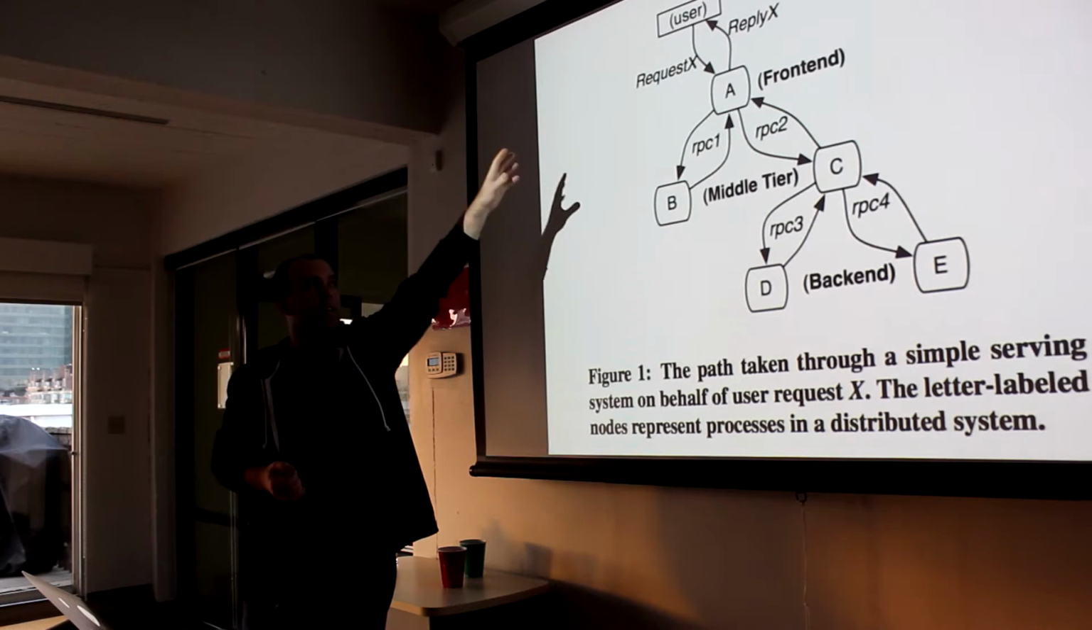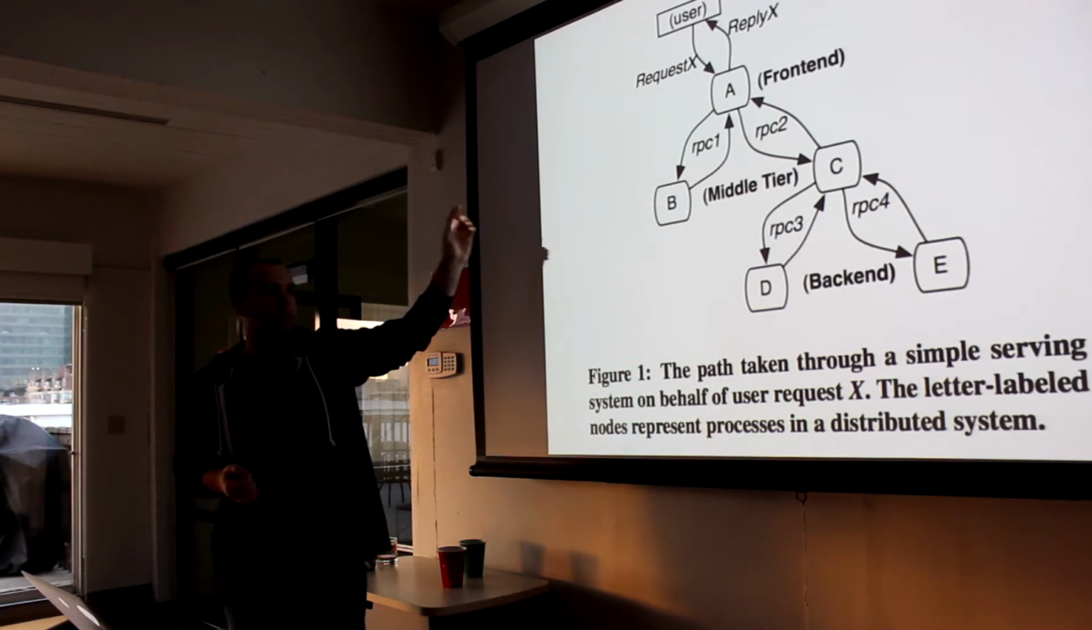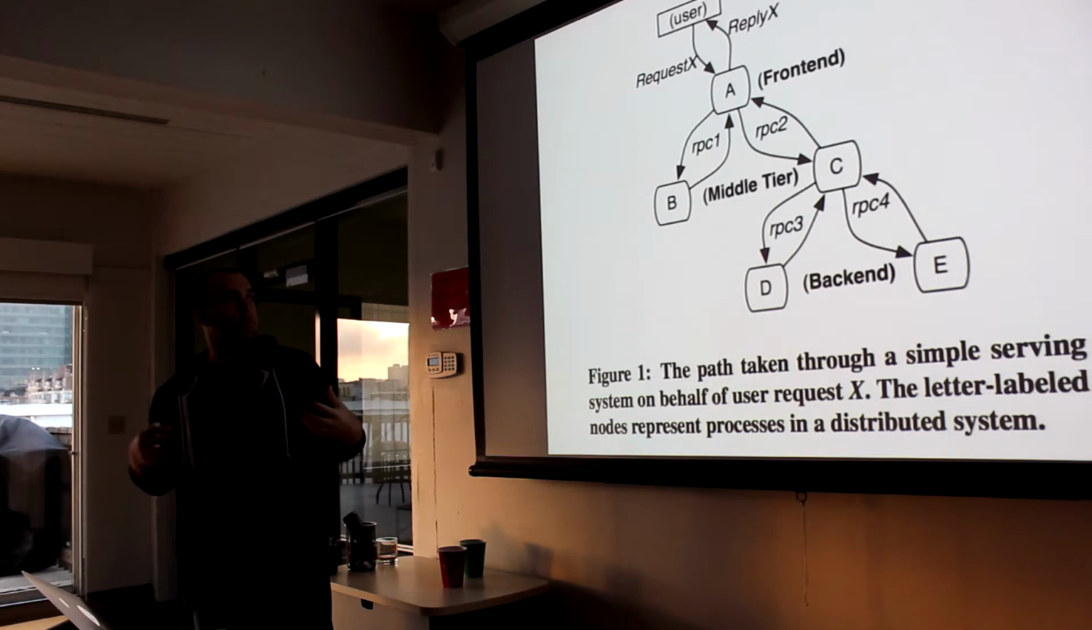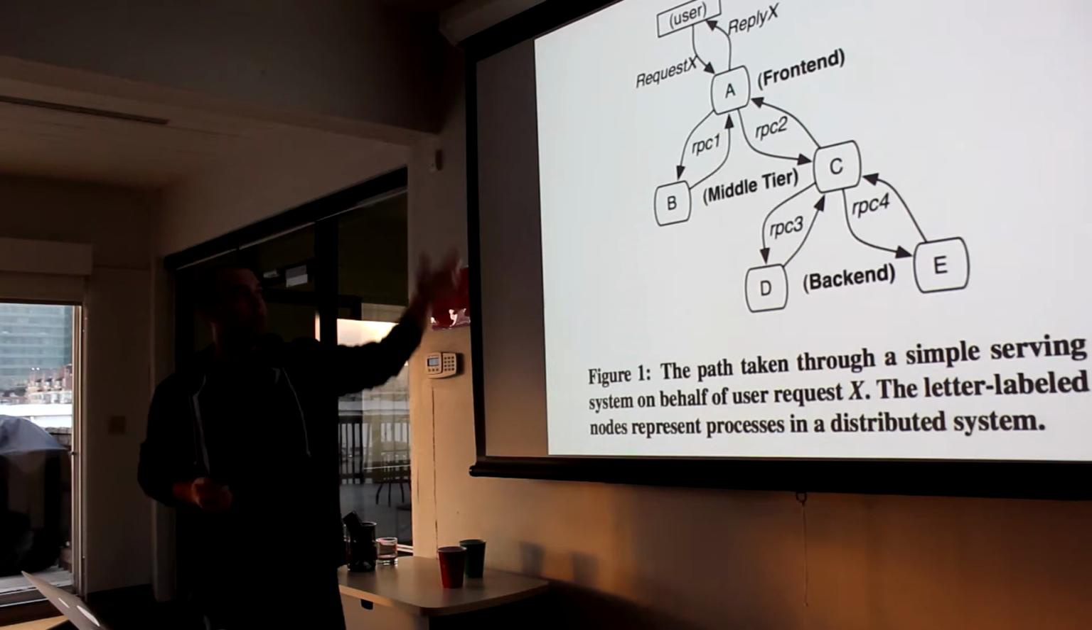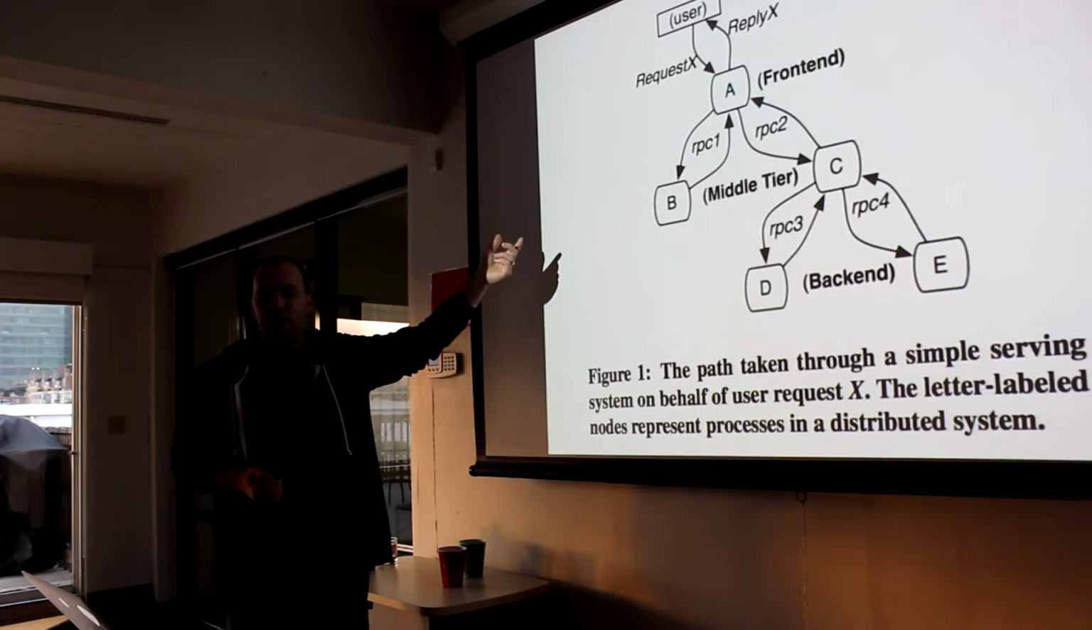You've got a user out here and they're sending a request to this front-end web server. The front-end web server calls these middle-tier servers, and those middle-tier servers call this back-end server. And this is the world of the distributed system, right? The messages are going back and forth. You've got a request message that goes in, a response message which comes back out.